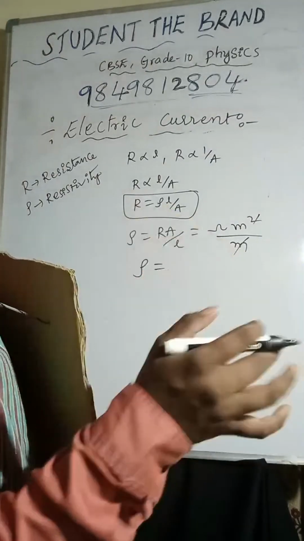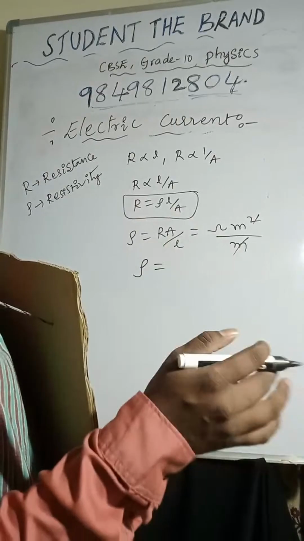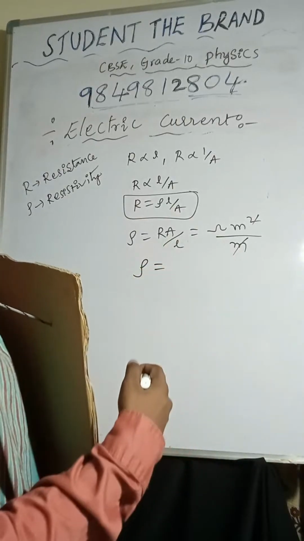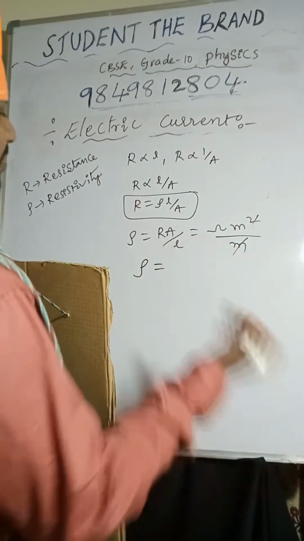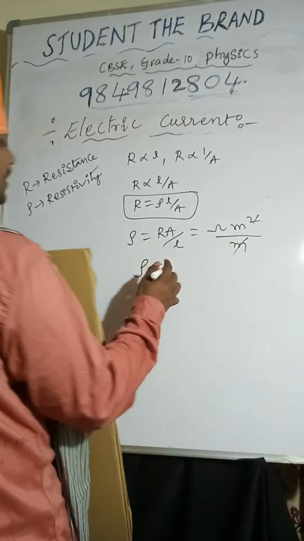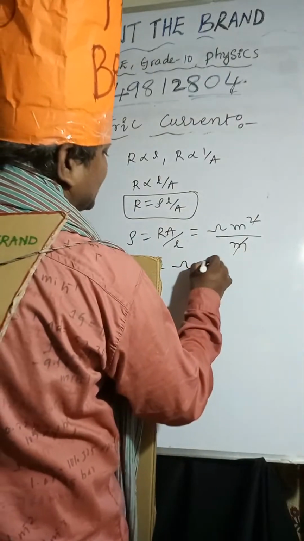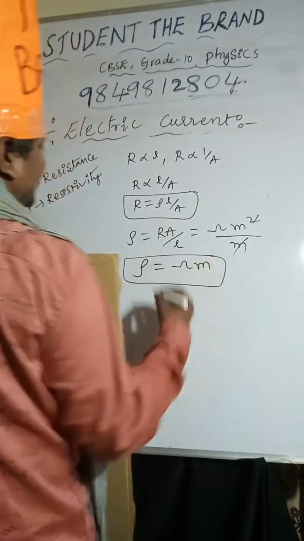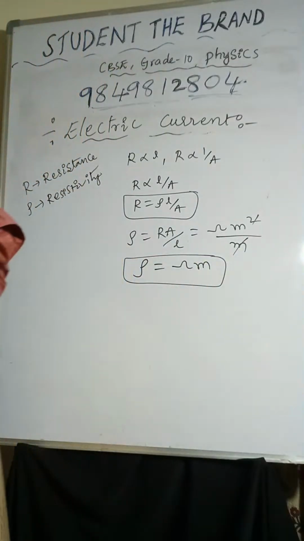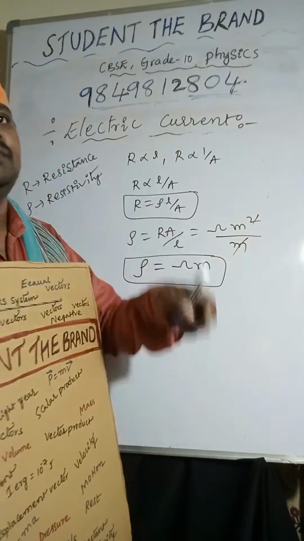Resistivity is very important. They will ask for 2 marks. This derivation they will ask for 2 marks. Even 1 mark we can expect from here. So the SI unit of resistivity is ohm meter. I hope it is very clear.